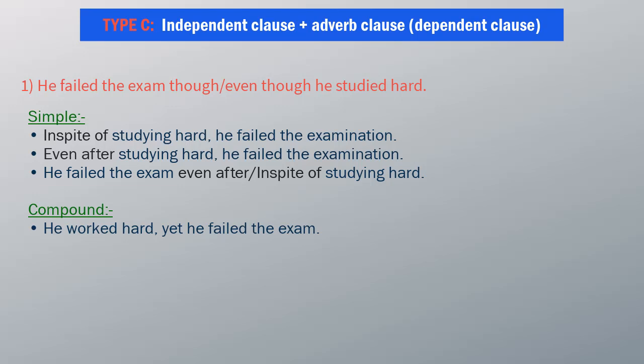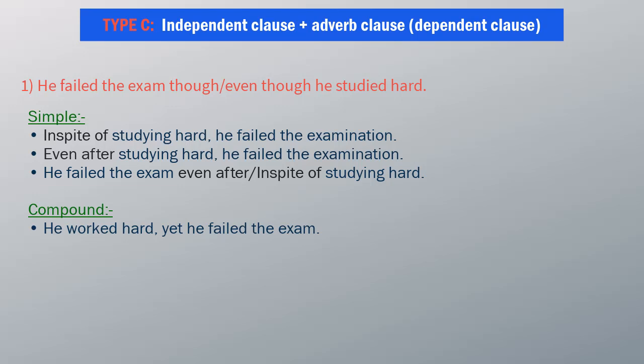Compound sentence. He worked hard, yet he failed the exam. All we did here is we changed the subordinating conjunction into a coordinating conjunction. Yet is a coordinating conjunction. And it gives the same meaning.